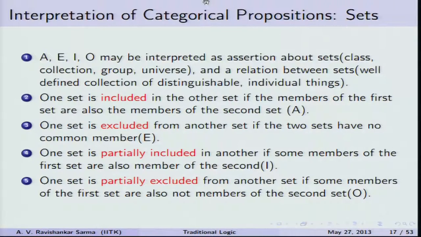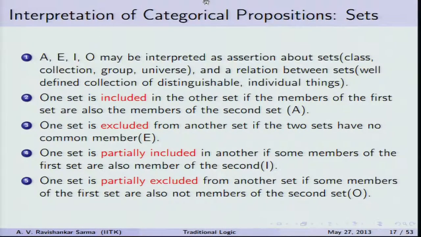So based on this recent notation, John Venn came up with Venn diagrams. Usually we say a picture says a thousand words. So let us try to represent these categorical propositions with Venn diagrams, and then try to see in what sense they are different from each other. Venn used this kind of diagrams, which are very intuitive, and using these diagrams one can show whether a syllogism is valid or invalid.